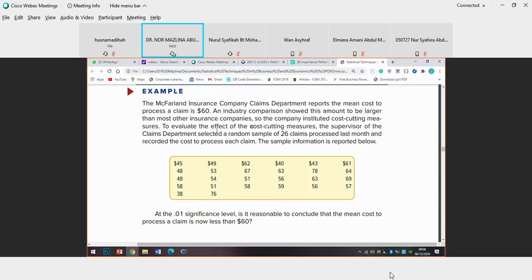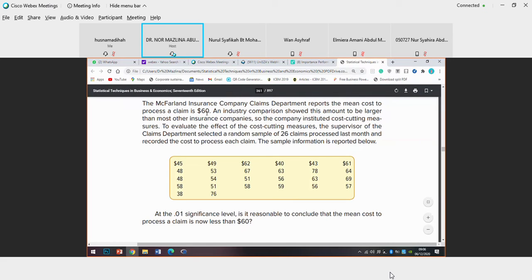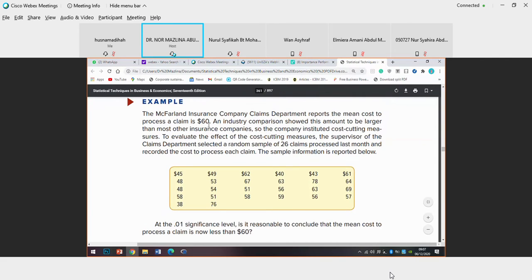So what happened was they implemented a cost cutting measure in order for them to cut costs. Okay, jadi adalah sesuatu yang dia buat. Mungkin, I don't know, adalah sesuatu yang dia buat dekat syarikat dia supaya cost tu dikurangkan. And then for 26 claims processed last month, okay, ada 26 claim kan? Okay, dan dia pun ambil lah nilai-nilai kos yang terlibat.